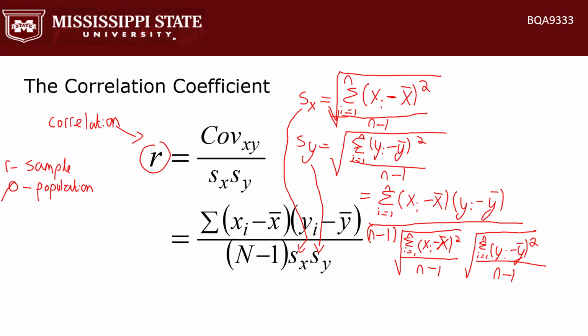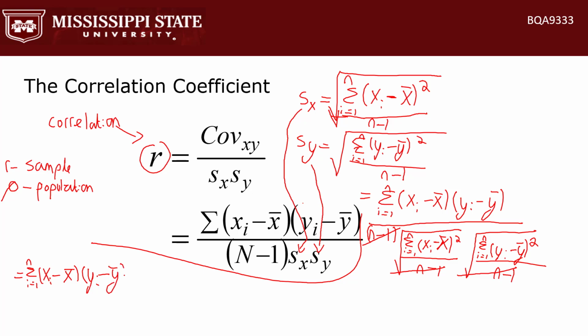Now you see the important thing here, this n minus 1 cancels with this square root of n minus 1, because this is divide by divide, so this is on top. And this square root of n minus 1, I'm running out of space here, but I'll just move it here, which means that we have the sum from i equals 1 to n of xi minus x bar, yi minus y bar.